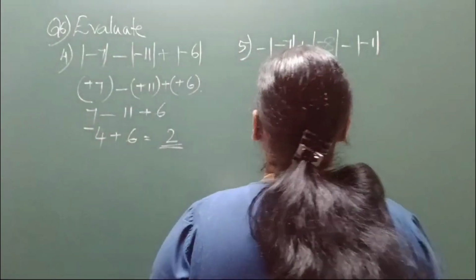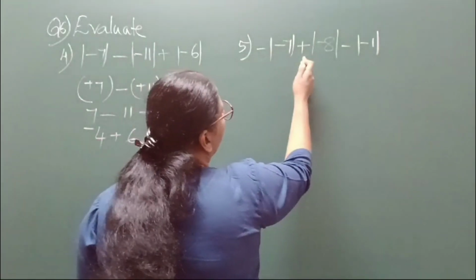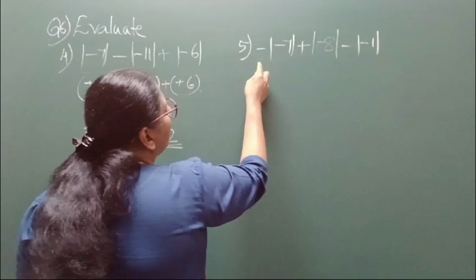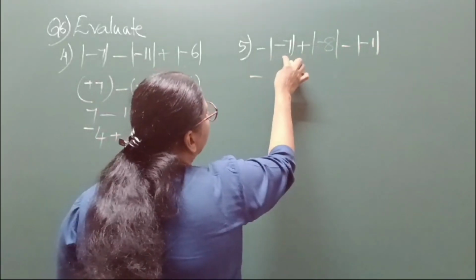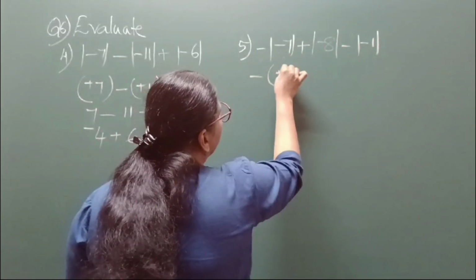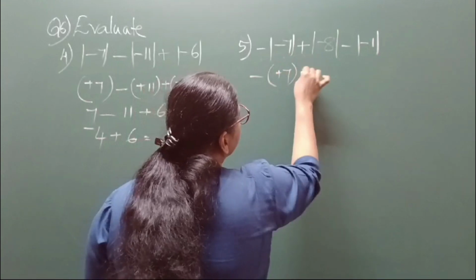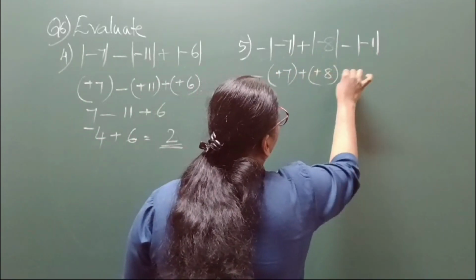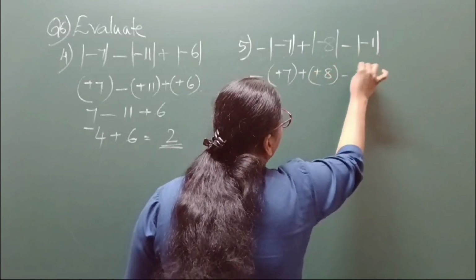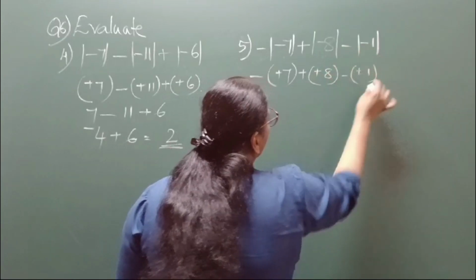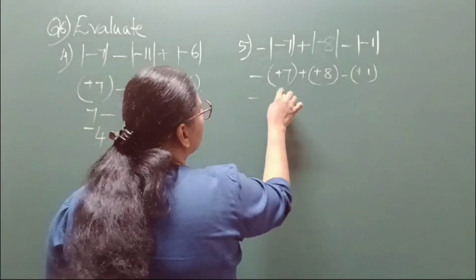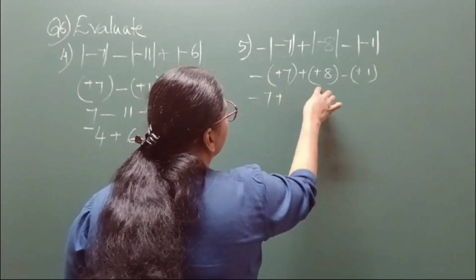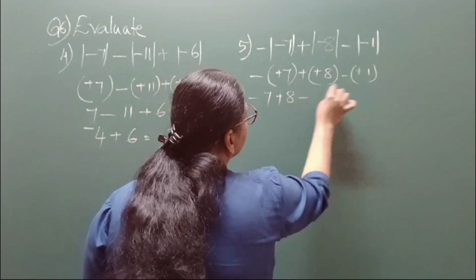Next question. Minus 7 plus minus 8 minus minus 1. So this minus as it is, then minus 7 becomes plus 7. Plus as it is, then this becomes plus 8. Then minus as it is, then this is plus 1. Now we have to remove this bracket. So we'll write 7, then plus 8 minus 1.